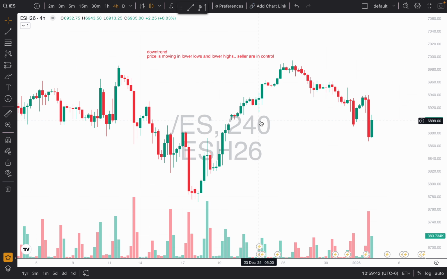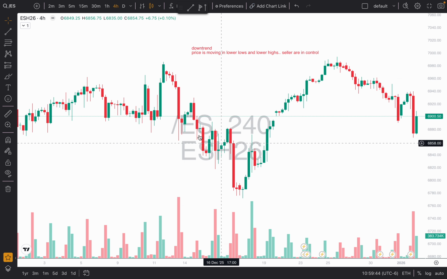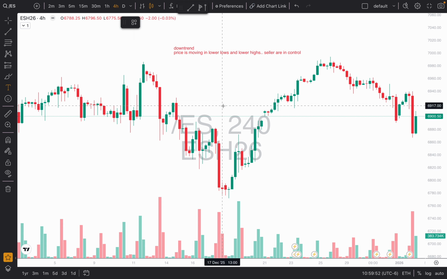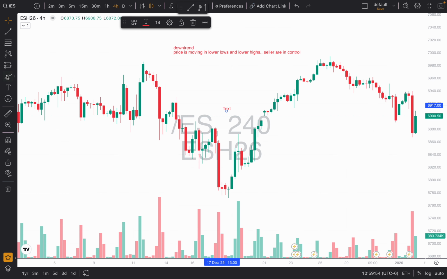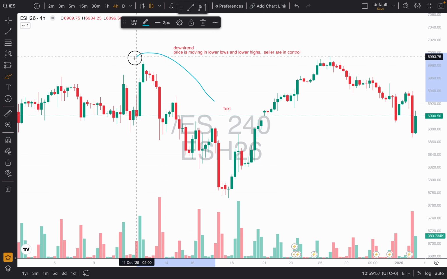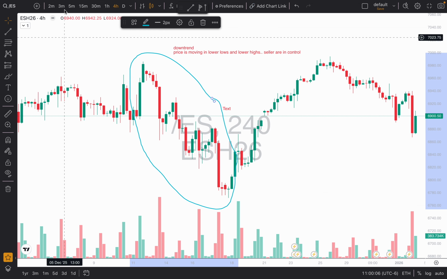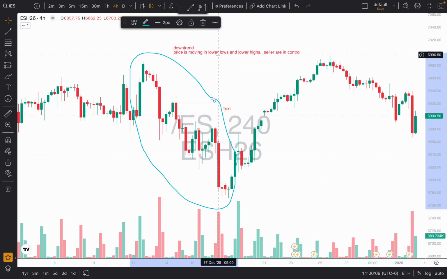I just told y'all what highs and lows were, right? So now in this chart, we're going to identify this specific trend right here. Let me circle it so y'all are not confused about what we're looking at. We're going to look at this big downtrend right here. I want to show y'all why this is a downtrend and how price is moving in lower lows and lower highs.